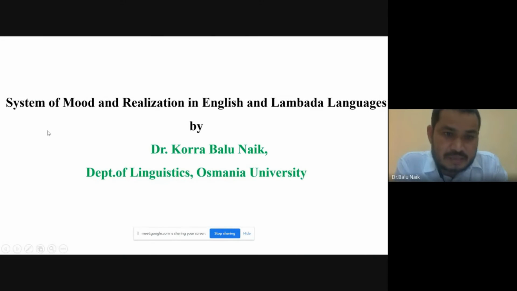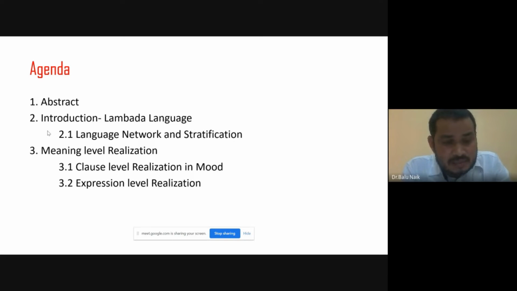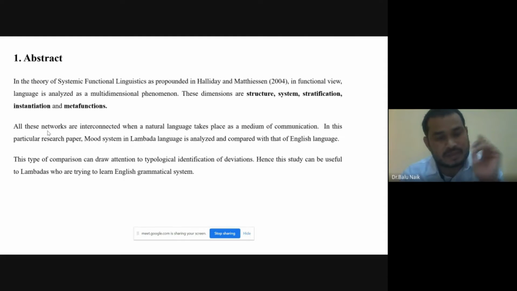My title is System of Mood and Realization in English and Lambada Language. My name is Dr. Korra Balana, Department of Linguistics, Osmania University. Agenda: Abstract, Introduction of Lambada Language, Language Network and Stratification. Three stratifications: meaning level, word level and phonological level. We will explain and compare English and Lambada language.